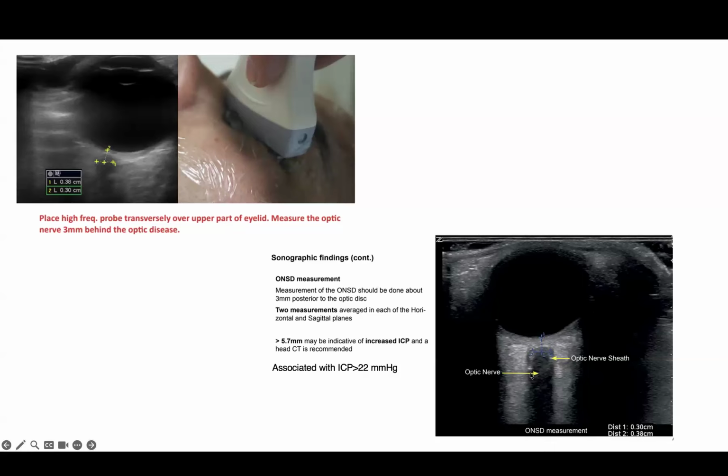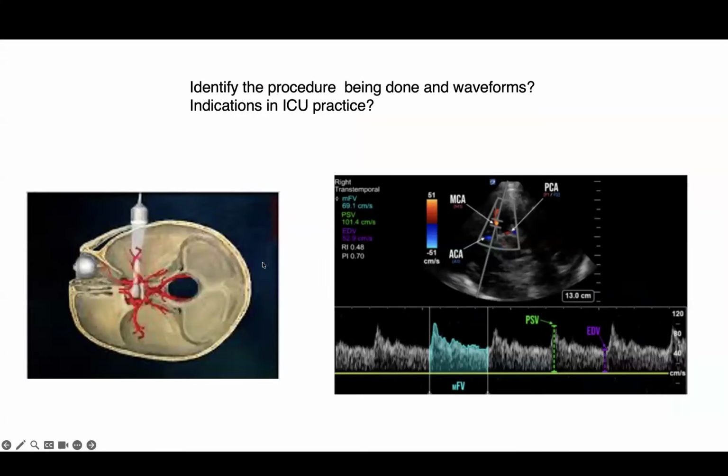Because of that, the measuring of your optic nerve sheath will not be true. All right, so that is an important thing that you need to keep in mind. The rest of the things is something you know already. So you measure the optic nerve 3 mm behind the optic disc. All right, so that is the way of assessment.